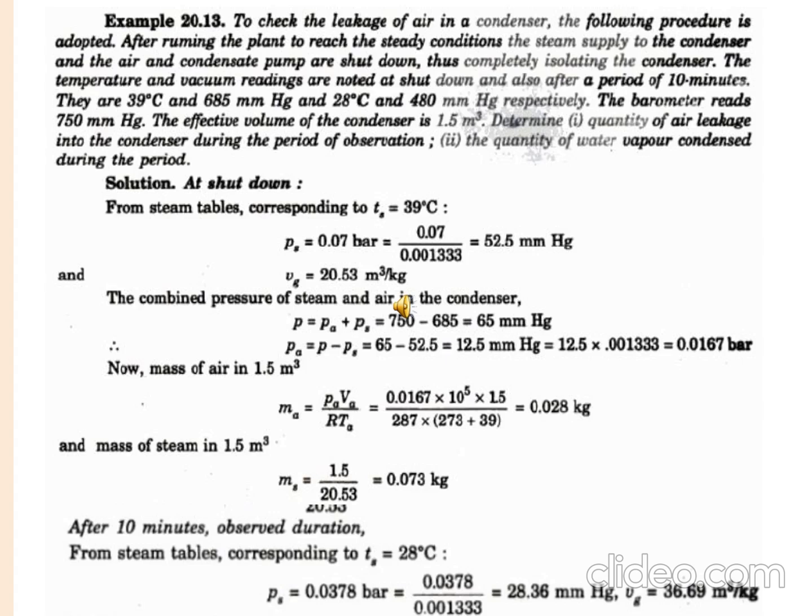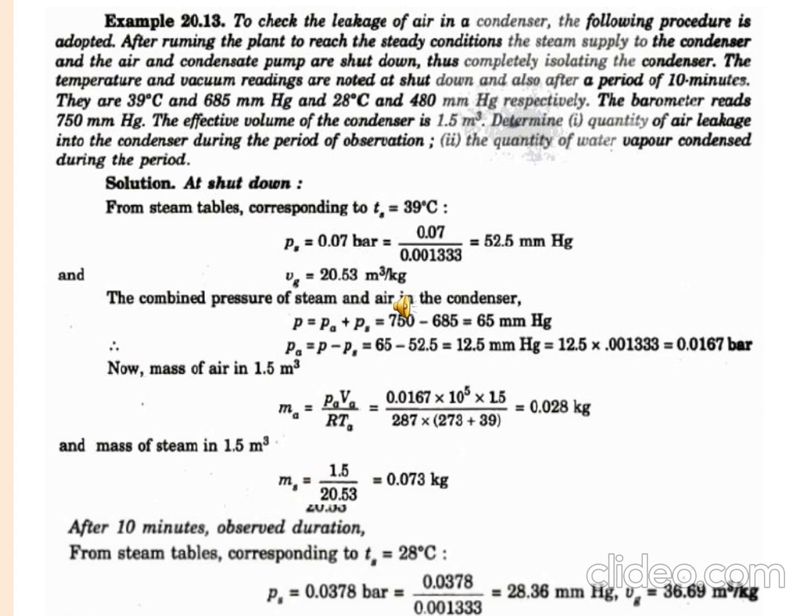So now we'll discuss one numerical. What is there in the question? To check the air leakage into the condenser, the following procedure is adopted. After running the plant to reach the steady condition, the steam supply to the condenser and the air and the condensate pump are shut down, thus completely isolating the condenser.